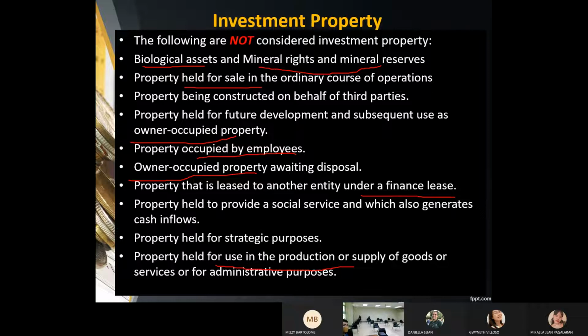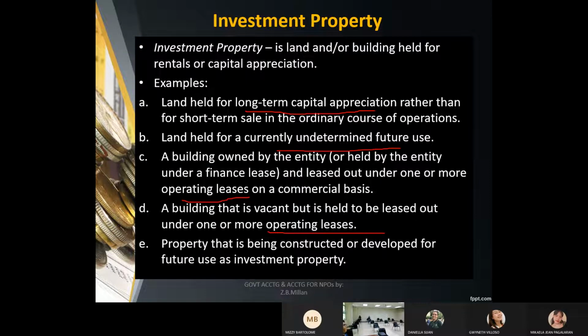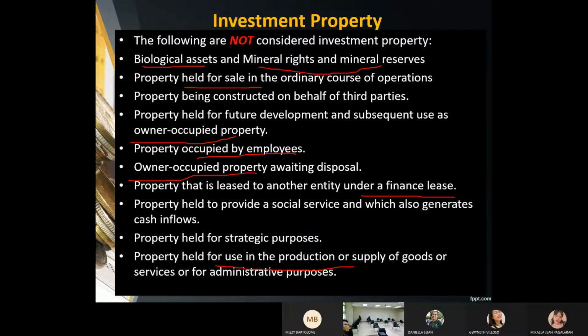Okay, kasi merong transfers. Pwedeng dati siyang held for sale, tapos ginawa na siyang investment property. For example, nilease out under an operating lease. Or pwede namang dati siyang land held for a currently undetermined future use. Tapos biglang dinivide, tapos binenta. Okay, ginawa siyang for sale. So magiging investment property to inventories. So mamaya may entries tayo dyan sa gawin.